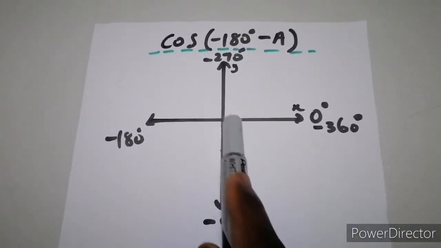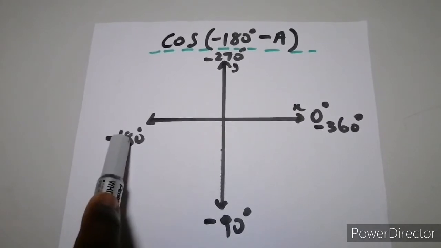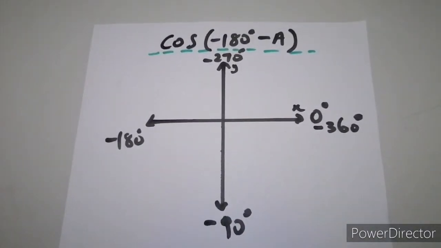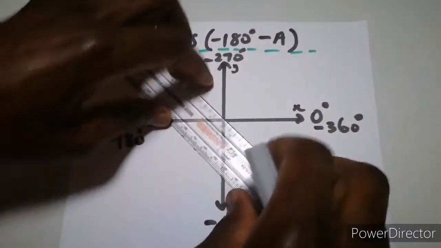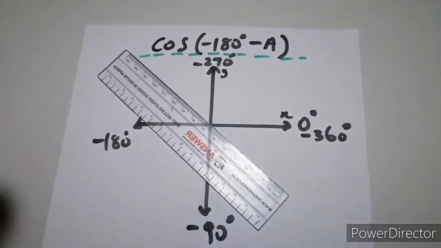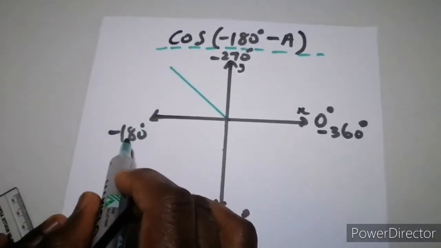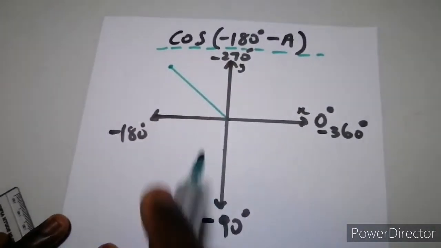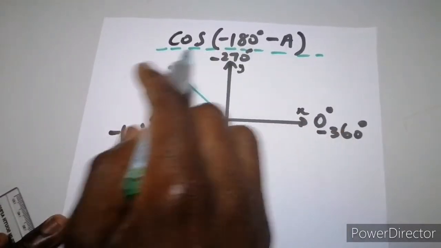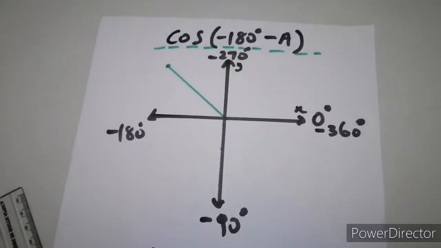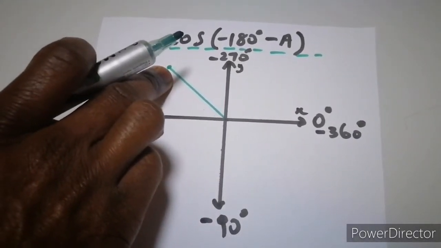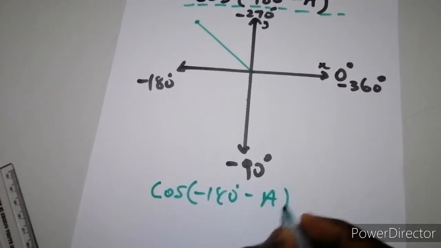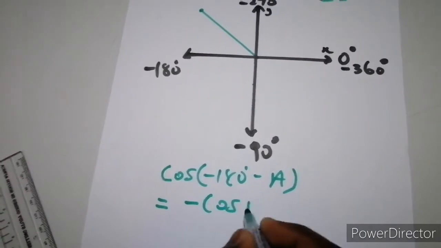If you check here, when you rotate the arm, it's going to pass minus 90, and then pass minus 180, and then subtract theta. Remember, this is an acute angle, so the arm is in the second quadrant, because we have minus 180 and minus theta. So that angle is here, minus theta. Now we're going to check, is that function positive or negative there? That function is negative, because the function that is positive there is the sine of an angle. So cos of negative 180 minus A is equal to negative cos of angle A.